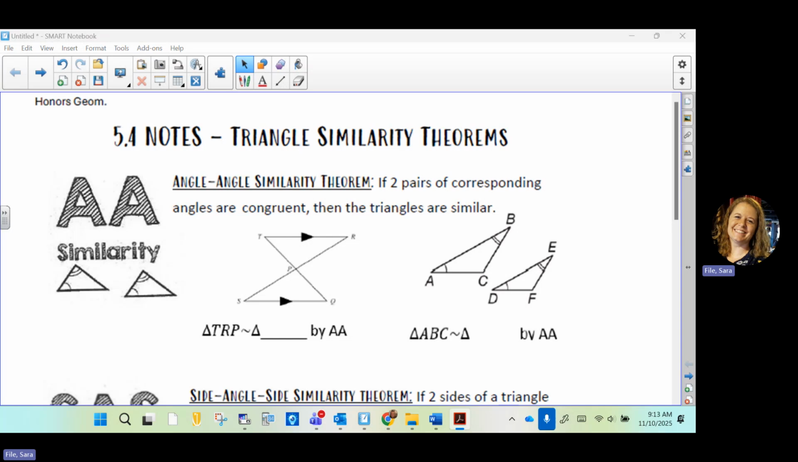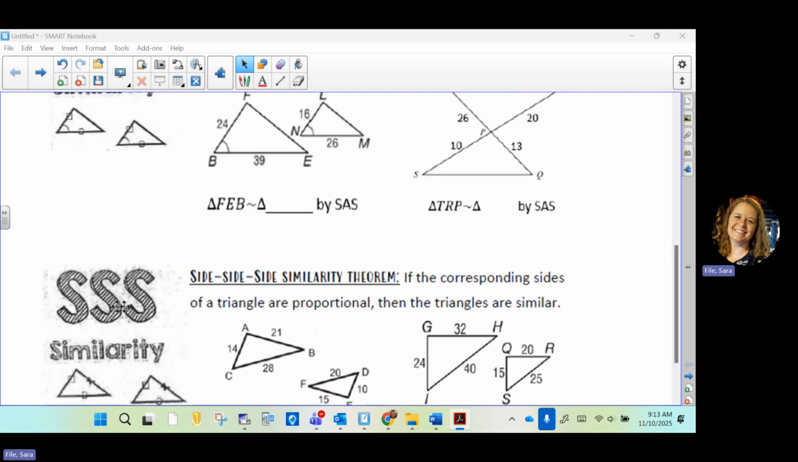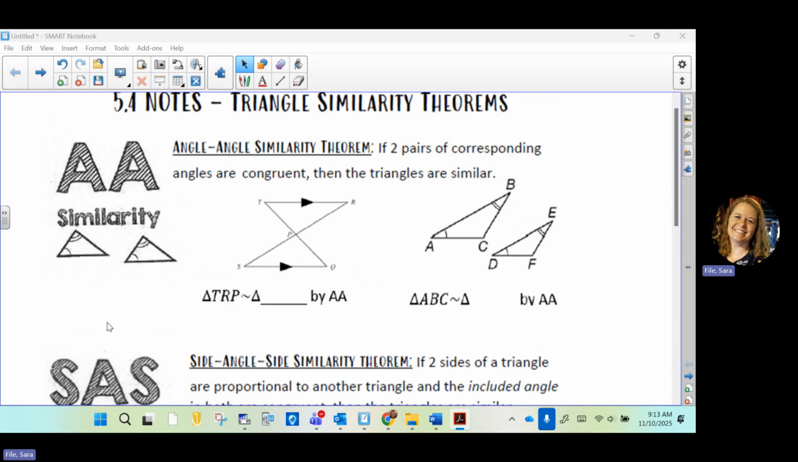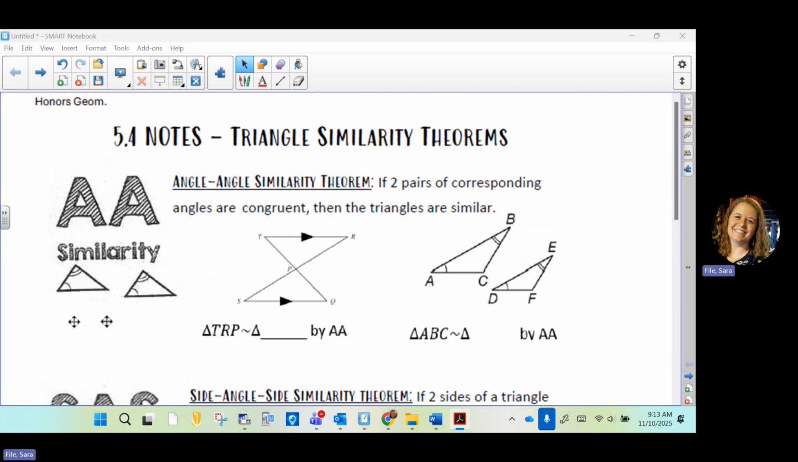In 5.3 last week, we talked about similarity. Similar figures have congruent corresponding angles and proportional corresponding side lengths. Now, these triangle similarity theorems that we're going to look at, there's 3 here on the front. You can see AA, SAS, and SSS. These are the 3 triangle similarity theorems that prove that 2 triangles are similar.